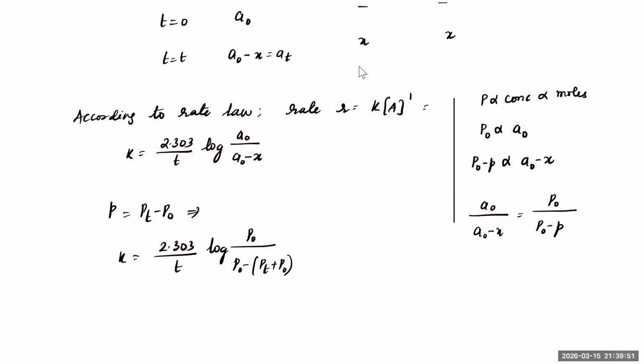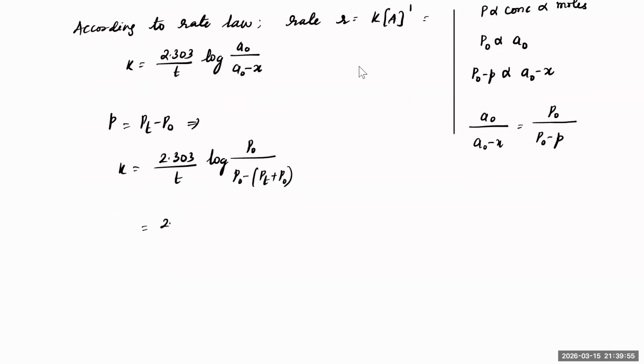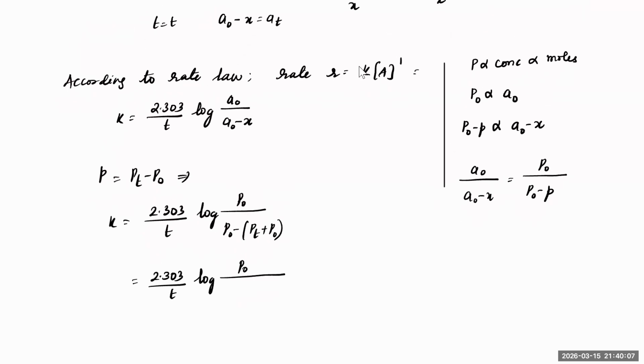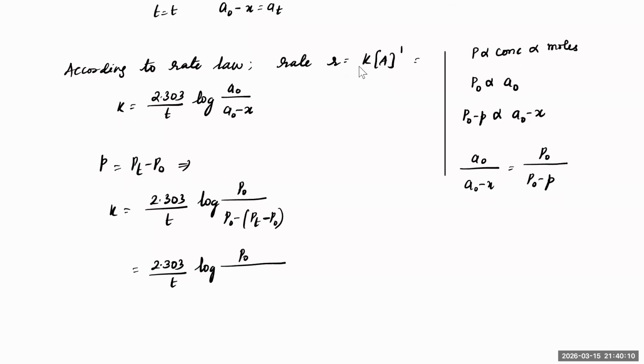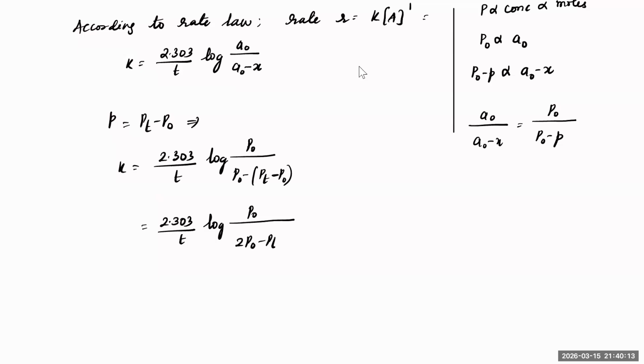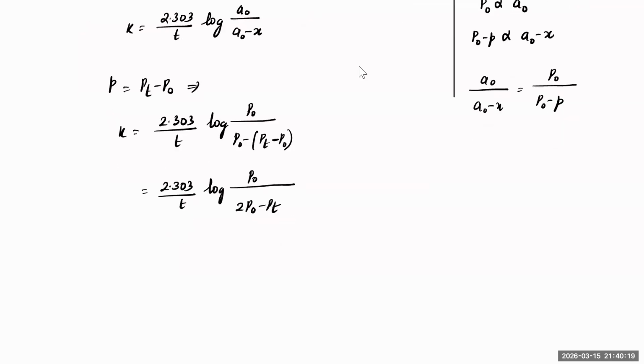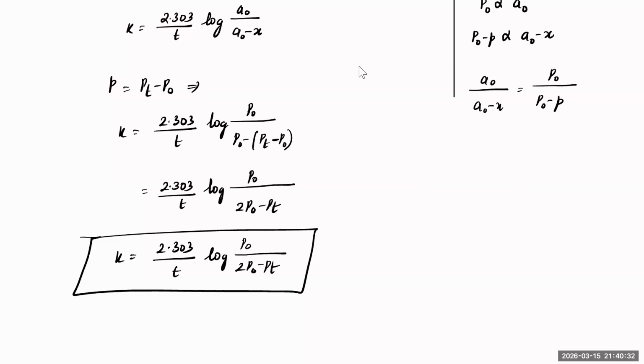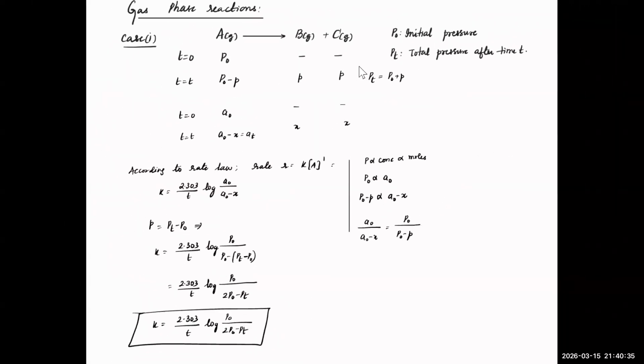So that will be equal to 2.303 by T log of P naught by, sorry, this is PT minus P naught. So that makes it 2 P naught minus PT. That will be the value of K. So K is equal to 2.303 by T log of P naught by 2 P naught minus PT, right? So this is the expression we are looking for. So I hope all of you got that. Please check quickly.